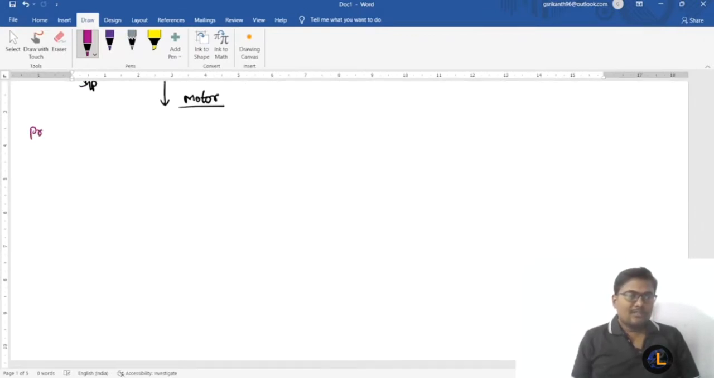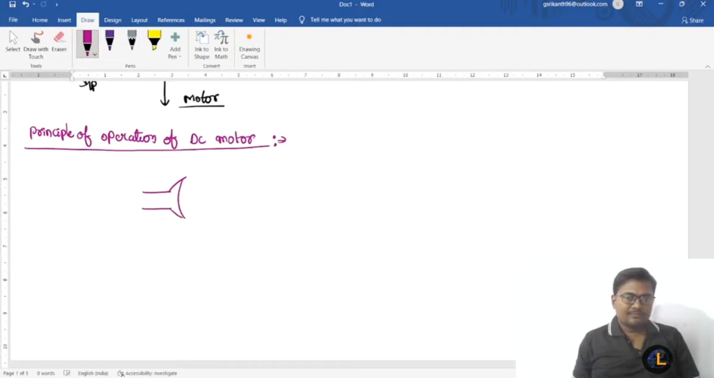So now, what is the principle of operation of DC motor? So if we draw the diagram, this is a field winding is wound on the field poles and excited with an external source. That too, it is a DC. Then it acts as a north pole and another one acts as a south pole.